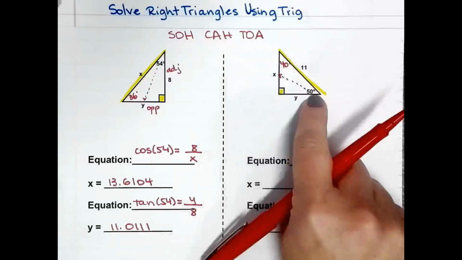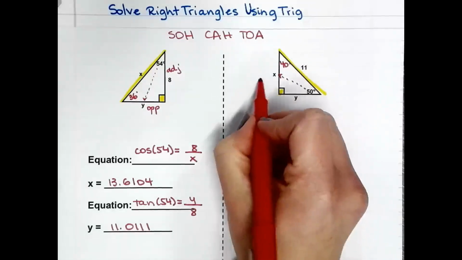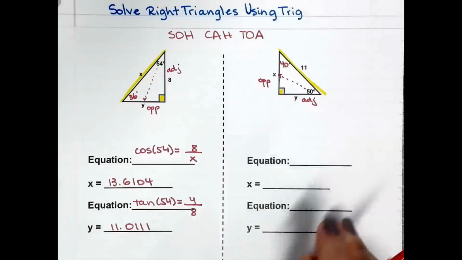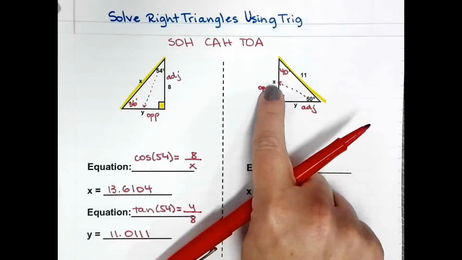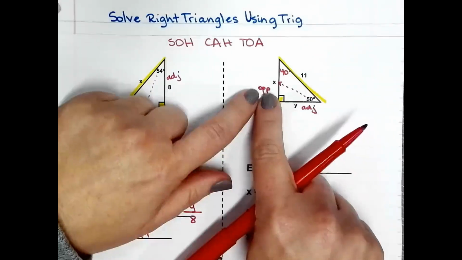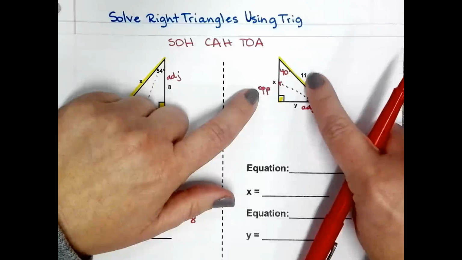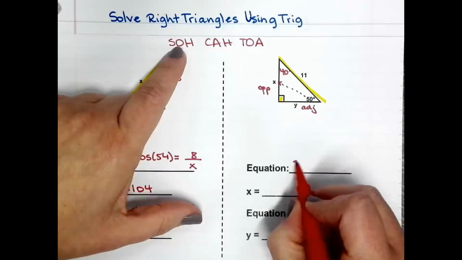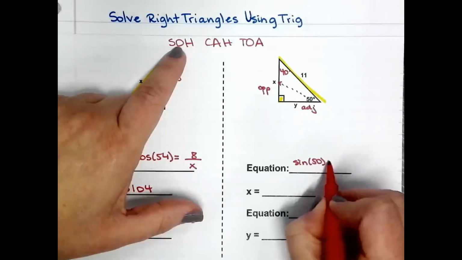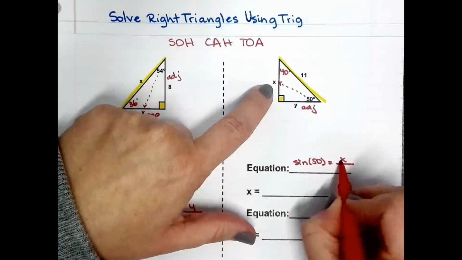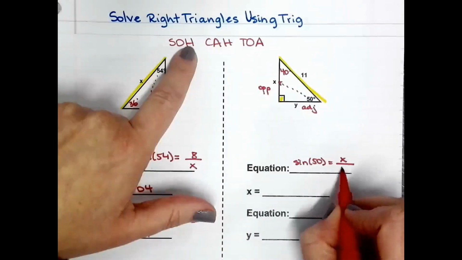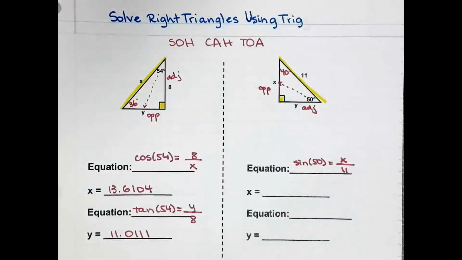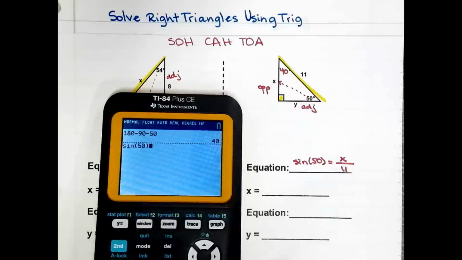Right there is opposite to 50, and right close to it is the adjacent. We're finding x first, and I'm going to use opposite and hypotenuse. Opposite, hypotenuse, therefore sine of 50. I will use opposite, so x over hypotenuse 11. Easy, just like what we did here. You just multiply them, and my calculator is already in degrees.